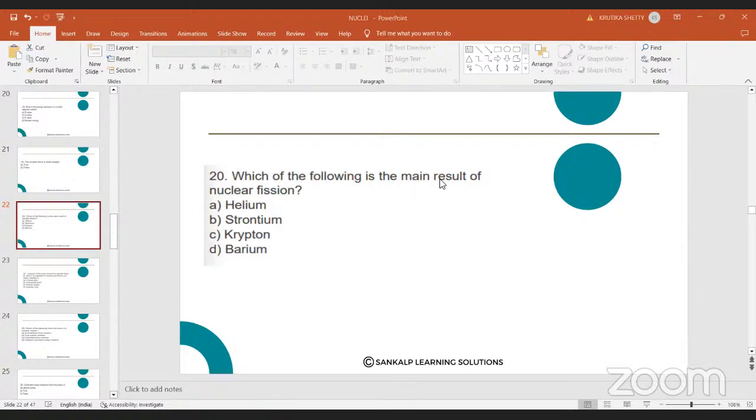Which of the following is the main result of nuclear fission? Helium, strontium, krypton, barium. Fission means splitting up of the nucleus. In fission, is it helium or krypton, which one? Barium. Yes, krypton. So everybody is giving A, B, C, D, all the answers. So you people check this one. Which one of the following is the main result of nuclear fission?